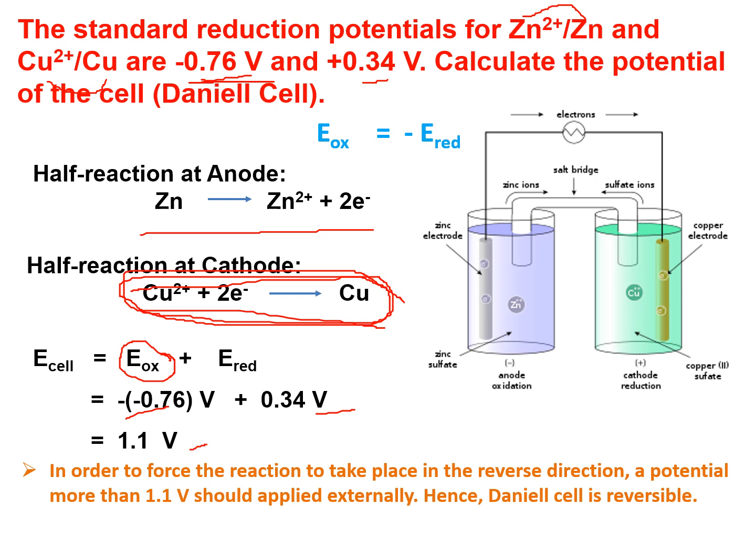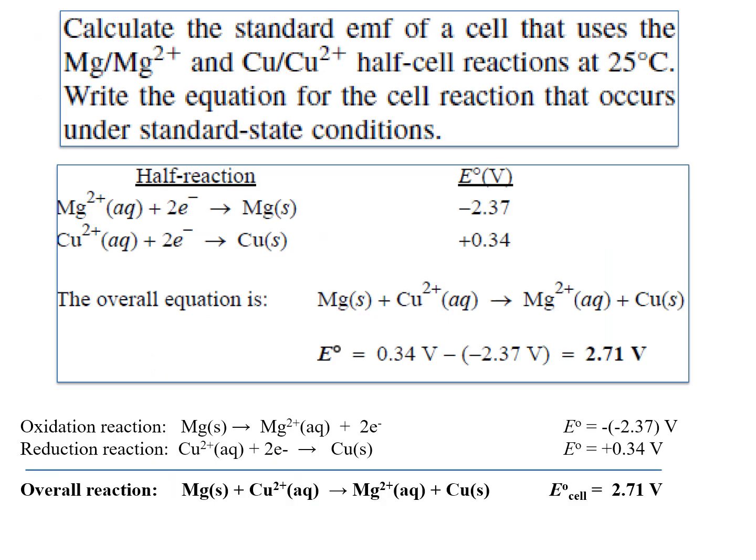In order to force the reaction to take place in the reverse direction, a potential more than 1.1 volt should be applied externally, hence the cell is not spontaneous. So that means to make this cell active, we need an energy of more than 1.1 volt. Then only this reaction can happen.